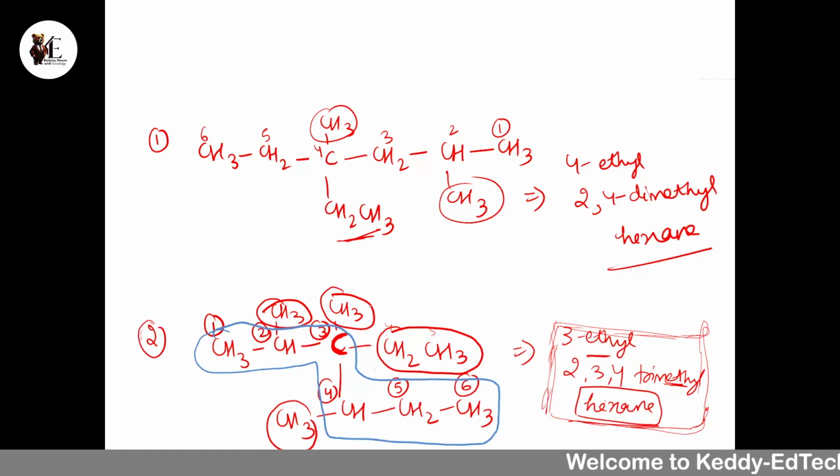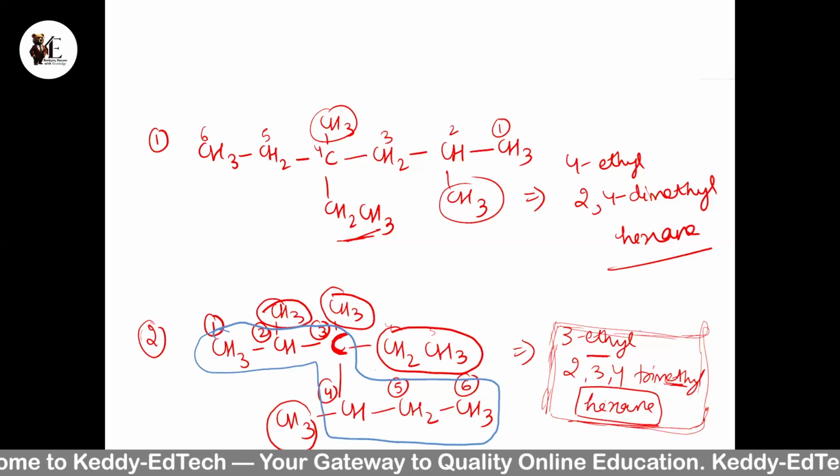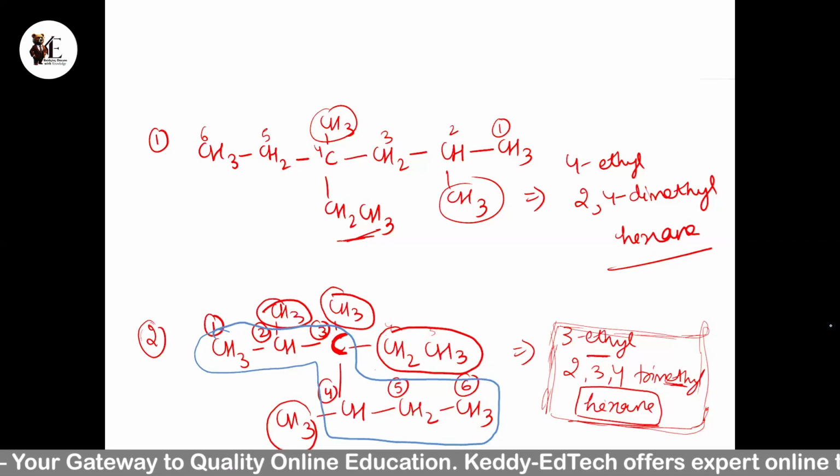Okay, so you just have to substitute these groups. So at third position, you have ethyl. At 2, 3, and 4, you have methyl. So it is 3-ethyl, 2, 3, 4, trimethyl hexane. Okay, so this answer is correct. If you have any doubt in these, then please let me know.